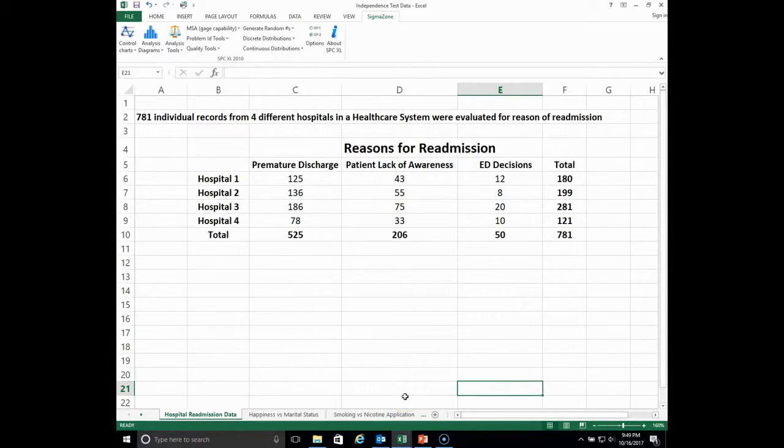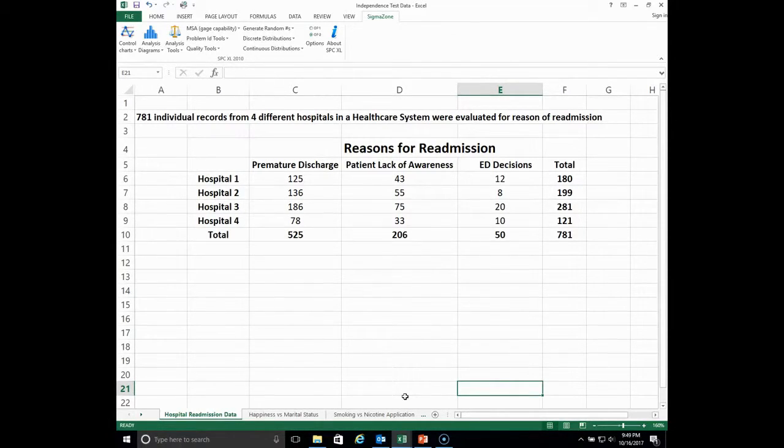In this example, we looked at 781 individual records from 4 different hospitals in a healthcare system, and we looked at the reason for readmission. And there were 3 categories under the reasons for readmission: premature discharge, patient lack of awareness, after discharge did not know who to contact, and the third category is ED decisions. That is, emergency department decisions.